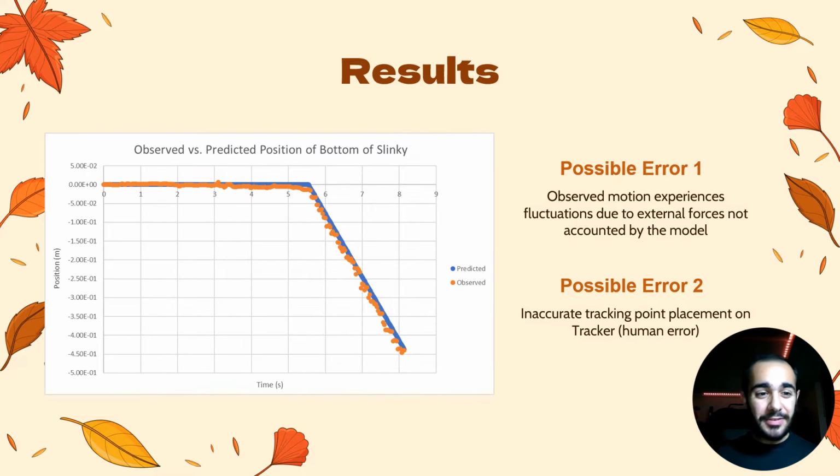Here's our beautiful graph showing the observed versus predicted position of the bottom of the slinky, and this was generated using data from the observed tracker model as well as the computational model. Now, as we can see, the computational model does a great job at replicating what's going on in the real world. However, there are some fluctuations. And one possible source of error is that the observed motion experiences fluctuations due to external forces, such as the wind, that is not accounted by the computational model. Next up, there's always going to be some human error, such as inaccurate tracking point placement.